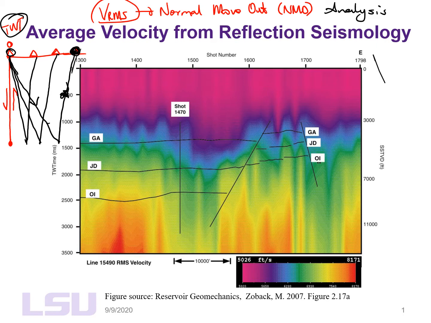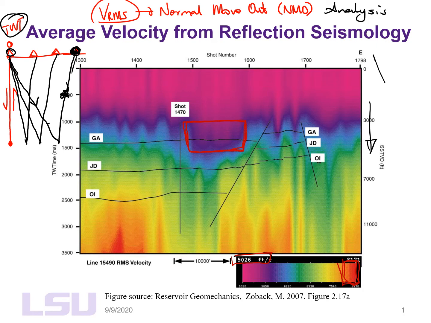So what do you expect as you go down? That time will increase, right? The two-way travel time will increase as you go down, which is what you see right here. And here we're looking at the velocity. So that average velocity will increase as you go down. The outer colors are the higher values. But you see some little exceptions.